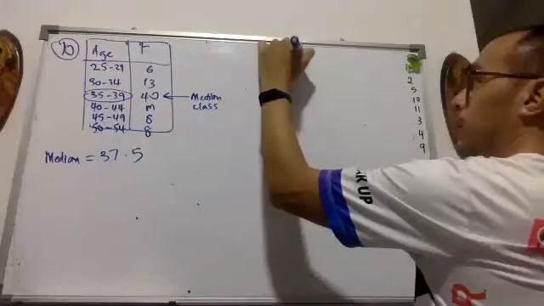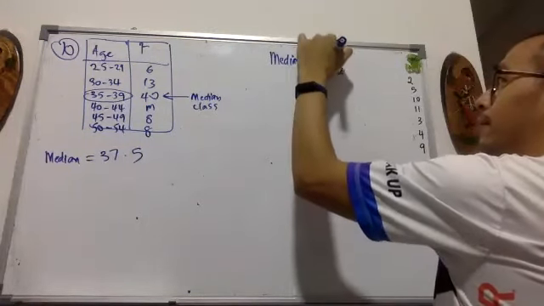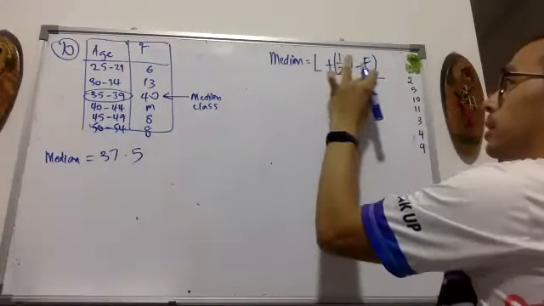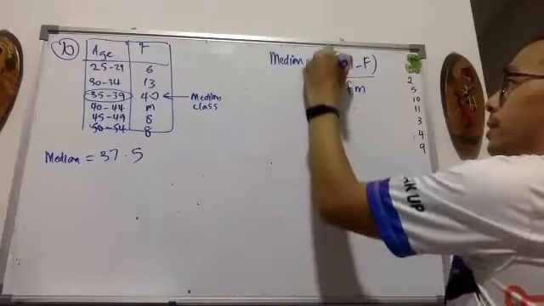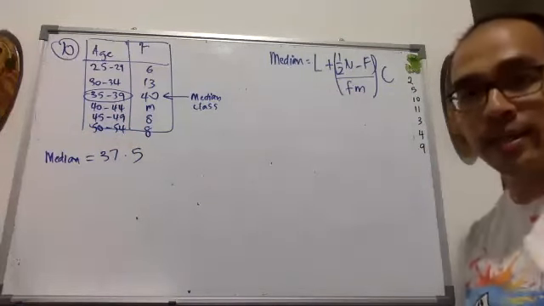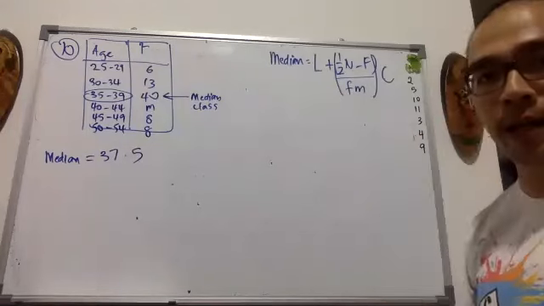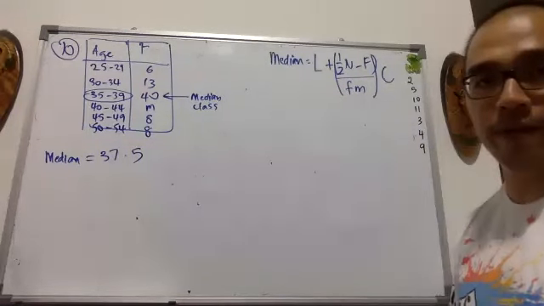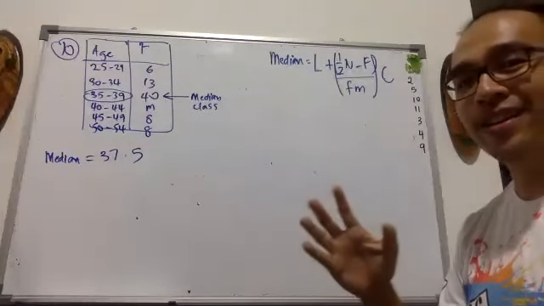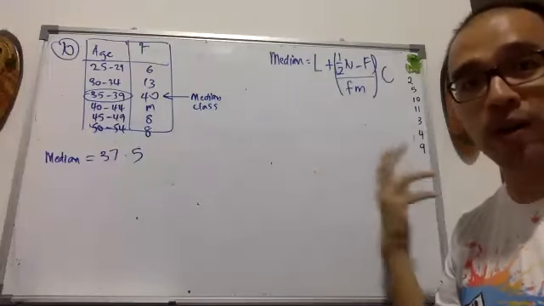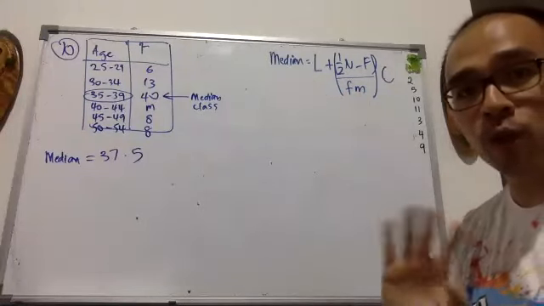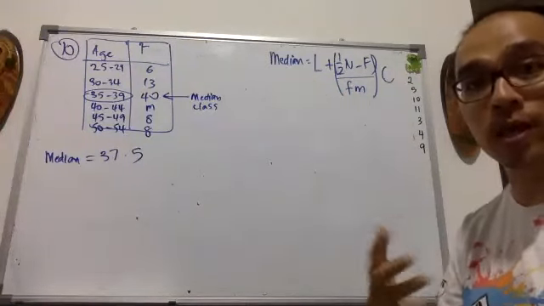Median is L plus half N minus F over Fm, with the whole thing multiplied by C. Usually at this stage, people will ask what is L, what is Fm, what is F, what is C, what is N. So I'm going to advise you to go and refer back to what all these symbols mean, because this is the formula they give, but they don't tell you what it means. You have to know it yourself.